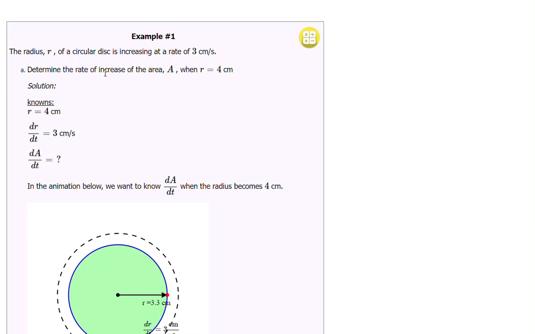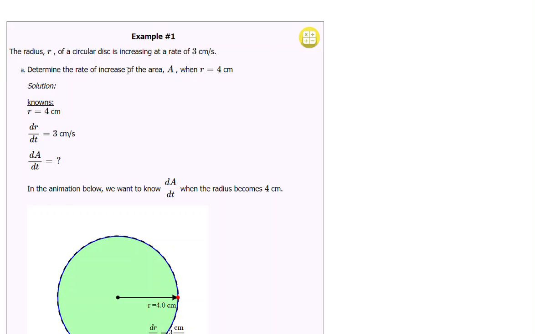Okay, so when you do this question, we want to write down our knowns, right? Because it can get a little bit confusing, especially with examples we're going to do in the next part. So we know the radius is 4 centimeters, where we're interested in. The radius is actually changing, but we're interested right when it's at 4 centimeters. We want to know what dA dt will be, or the rate of increase of the area.